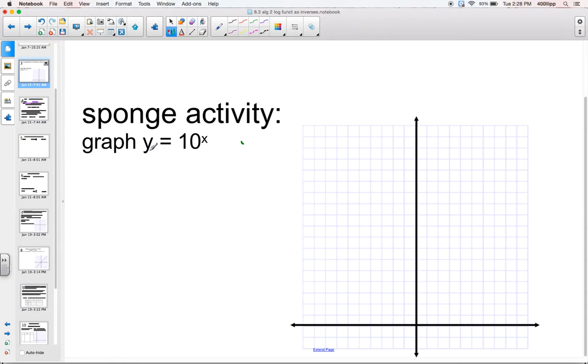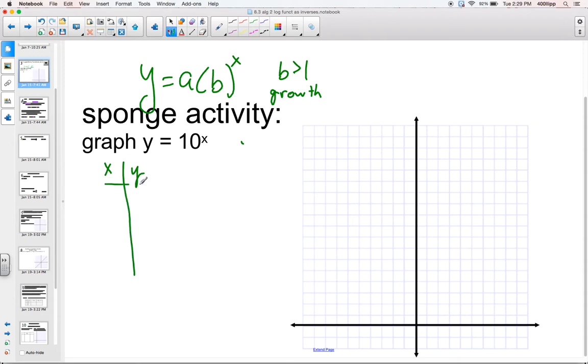So we know that when it's y equals 10 to the x, or if it's in the form of y equals a times b to the x, and the value of b is greater than 1, which in this case it is, b is 10, then it's exponential growth. So this is going to look like an exponential growth function. Let's graph some points here because later on we're going to be looking at the inverse of this.